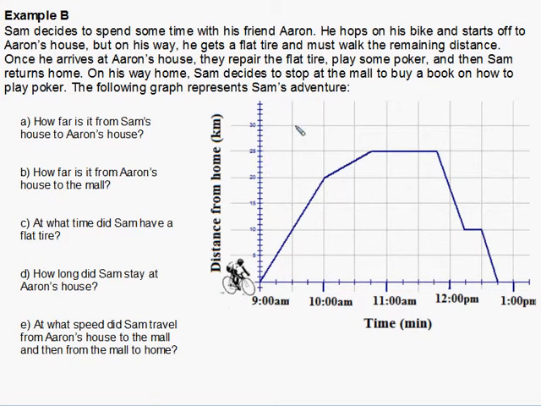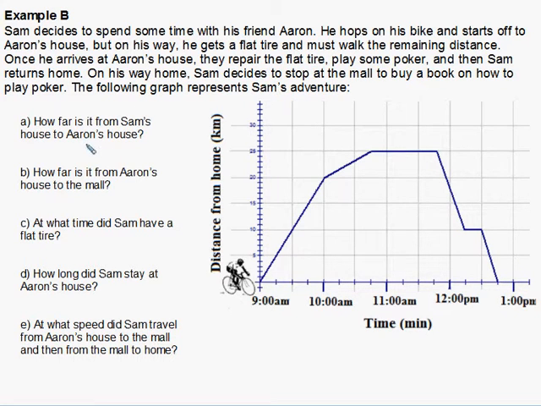He's spending time with his friend Aaron, and they go on a bike, and he's going to Aaron's house, but he gets a flat tire, and he has to walk the remaining distance. Ugh. Then they play some poker, and Sam comes home, but he stops in the mall. So if we look at this, okay, here's his initial traveling. He's going fast, right, because he's on a bike. Then he has to walk his bike because he gets the flat tire. Then they fix the tire and he plays poker. Then he goes home. He's traveling fast again, but he goes to the mall, and then he's home.